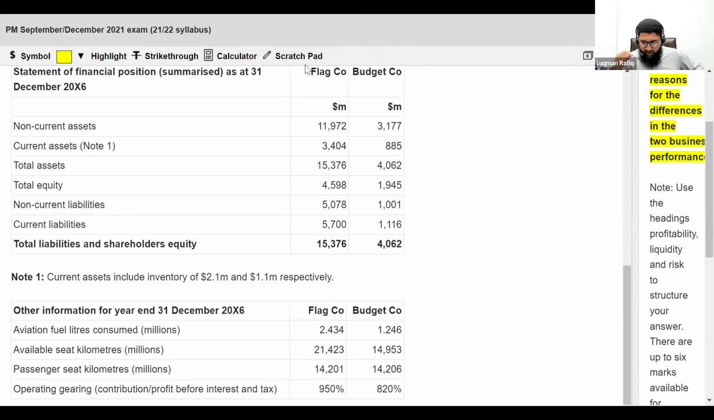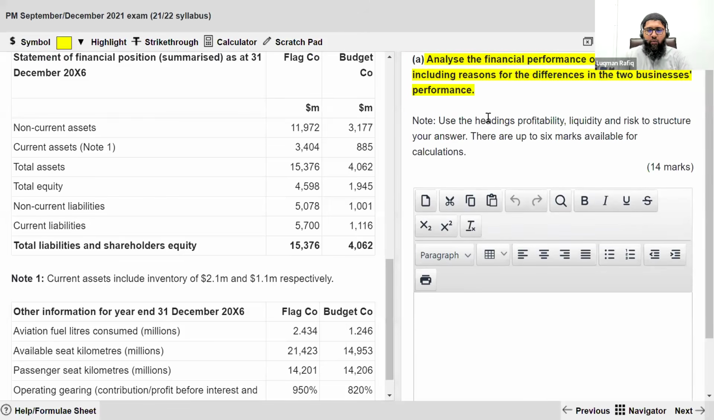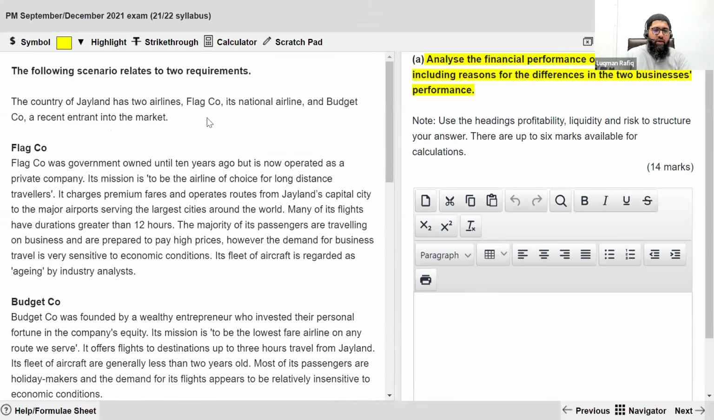Okay, so now when you have actually seen this, you can have a bit of an idea as to what is actually going on. The question's requirement was again to analyze the financial performance of two airlines, including reasons for the difference in the two businesses' performances. So what does it say? The country of J-Land has two airlines, the flag company, which is its national airline, and the budget company, a recent entrant into the market. Flag company was government owned until 10 years ago, but is now operated as a private company.